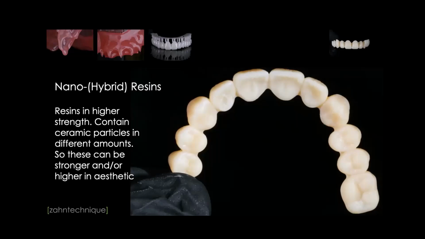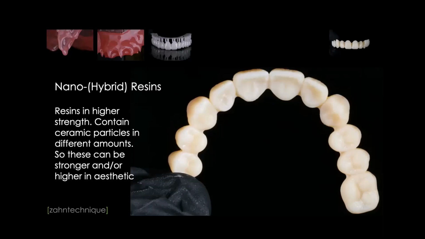It's maybe a composite, but not a ceramic. So in reality, they are stronger and higher in aesthetics because of the different ceramic particles. There are different values, different percentages, that make that resin more aesthetic or less aesthetic, more strong or less strong. I like to use them, especially for teeth or even for denture teeth, because they're more wear stable.